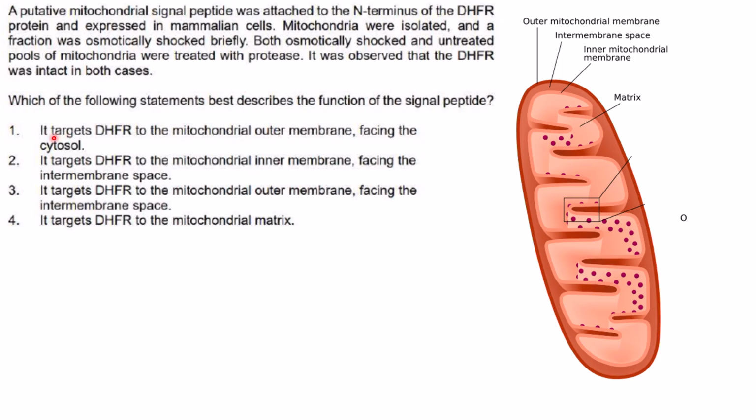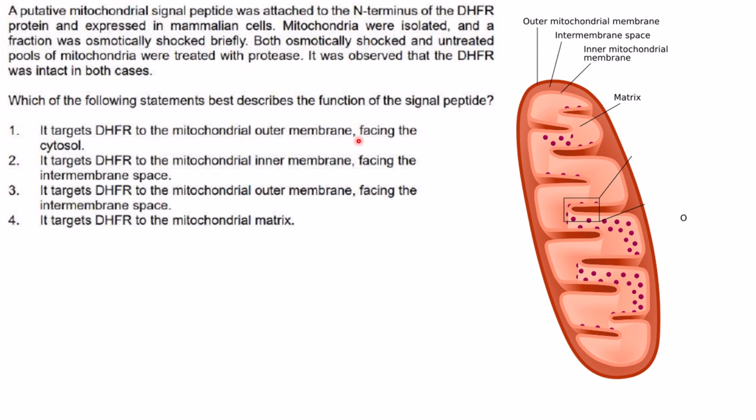The first statement says that it targets DHFR to the mitochondrial outer membrane facing the cytosol. That is, this is the mitochondrial membrane, and here you will have your cytosol. Now DHFR is facing the cytosol. That is what they have mentioned. And the signal peptide is targeting the DHFR to the mitochondrial outer membrane. That is what they are telling.